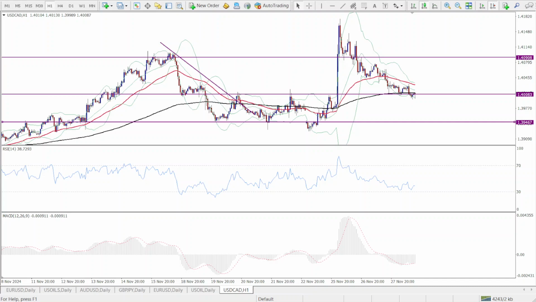Now, in general, aim to risk no more than 1 to 2% of your account balance on each trade. This helps ensure that even if you hit a losing streak, you won't wipe out your entire trading account.